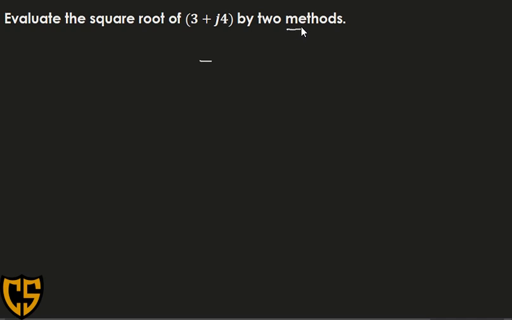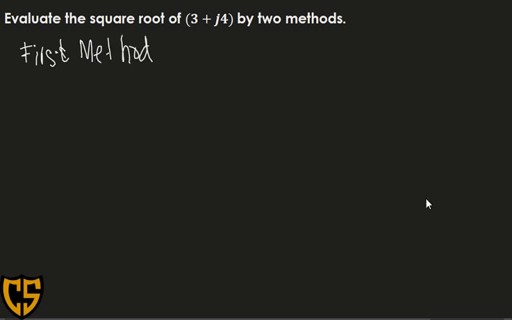But if it is not mentioned in the problem that you must use both methods, you can choose between the two, whichever you think is the easier way to solve for the square root or roots of complex numbers. So evaluate the square root of 3 plus j4 by two methods. First, let us use the first method, using the polar form. Okay? First method.